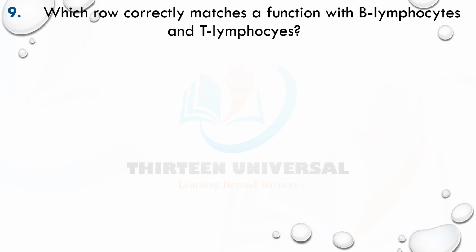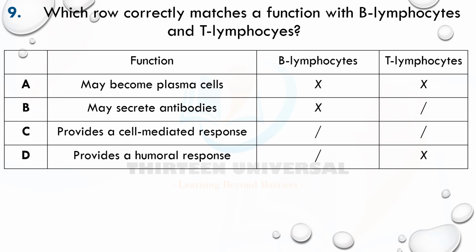Which role correctly matches a function with B lymphocytes and T lymphocytes? Let's see. A, may become plasma cells. This should be plasma cells, so A is not the answer. B, may secrete antibodies. B secretes antibodies, so B is not the answer. Provide a cell mediated response? No, this does not provide cell mediated response.